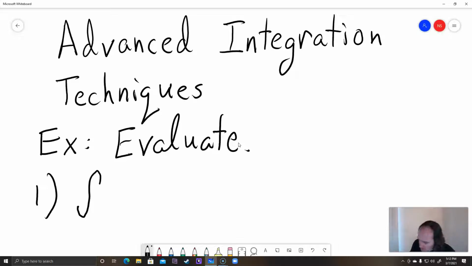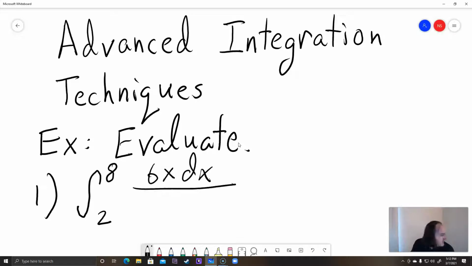Okay, so for this one, we're doing the integral from 2 to 8 of 6x dx over 3x squared plus 9. Now this is definitely the easiest type of problem that shows up on your homework. So I will be trying to go through this one relatively quickly.